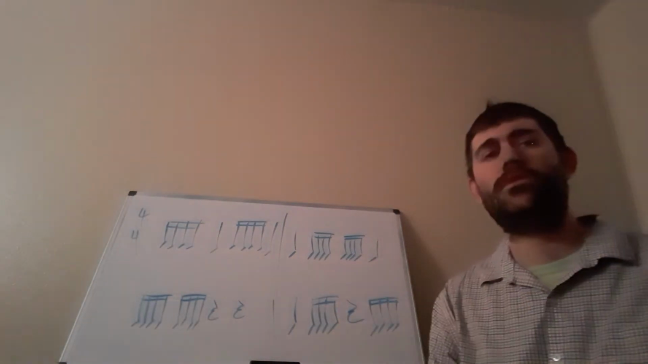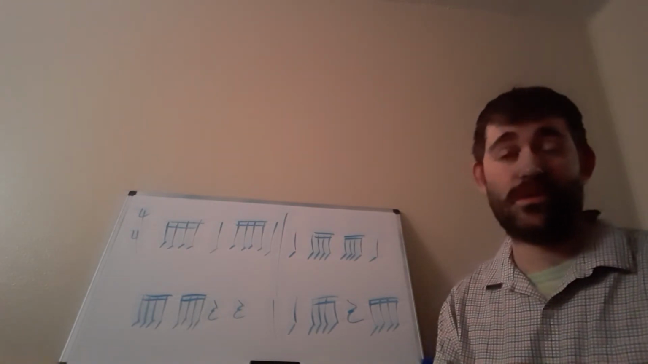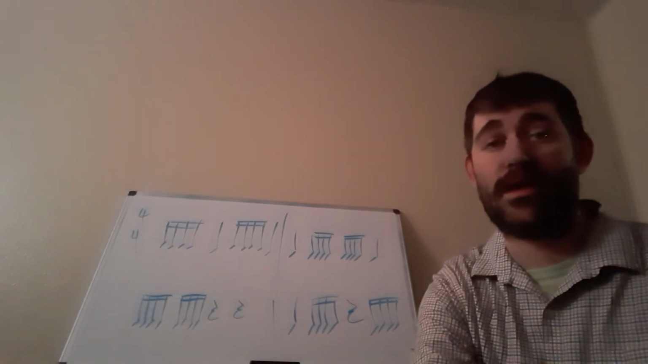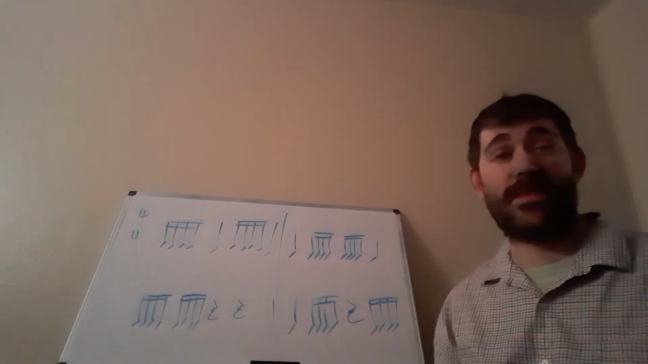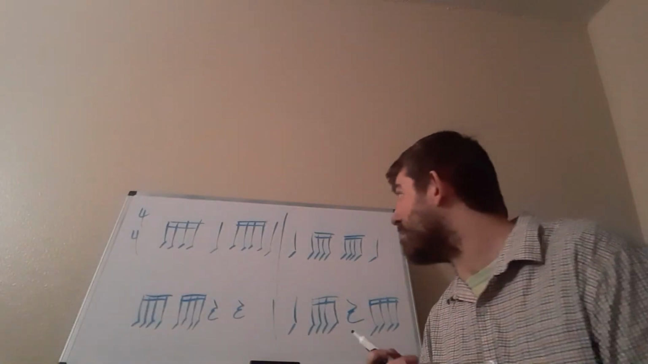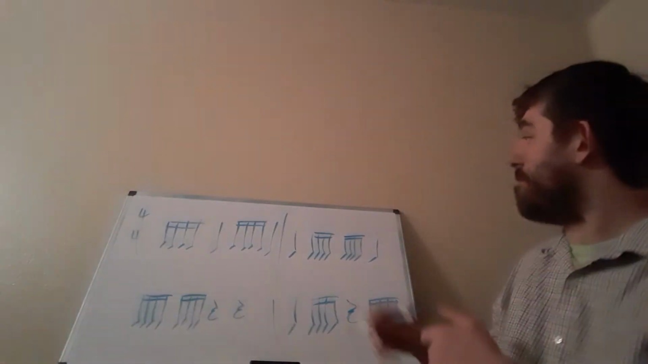So, remember, 16th notes, you always count them as one, E, and a. Two, E, and a. Three, E, and a. Four, E, and a. Okay? Let's apply that logic to this right here. So we have 4 16th notes, quarter note, 4 16th notes, quarter note, for measure one.